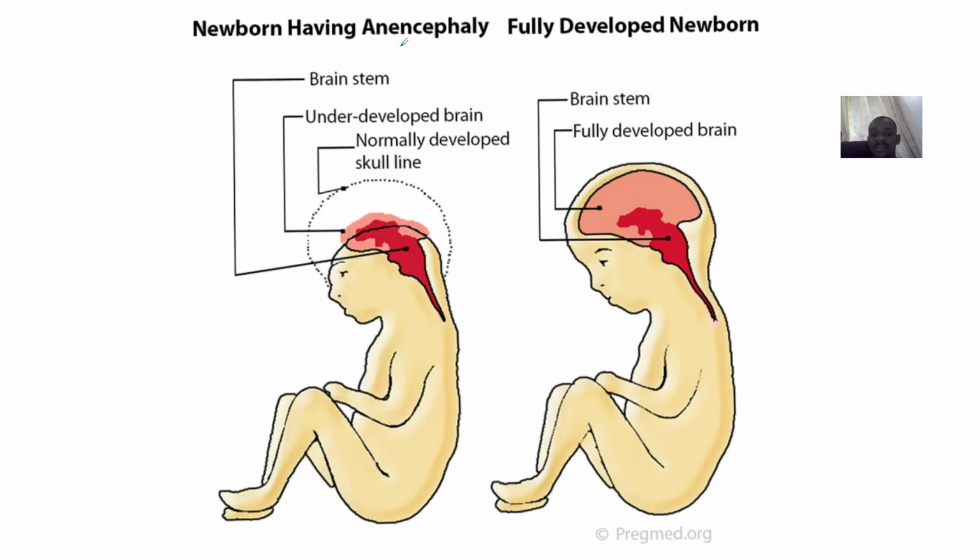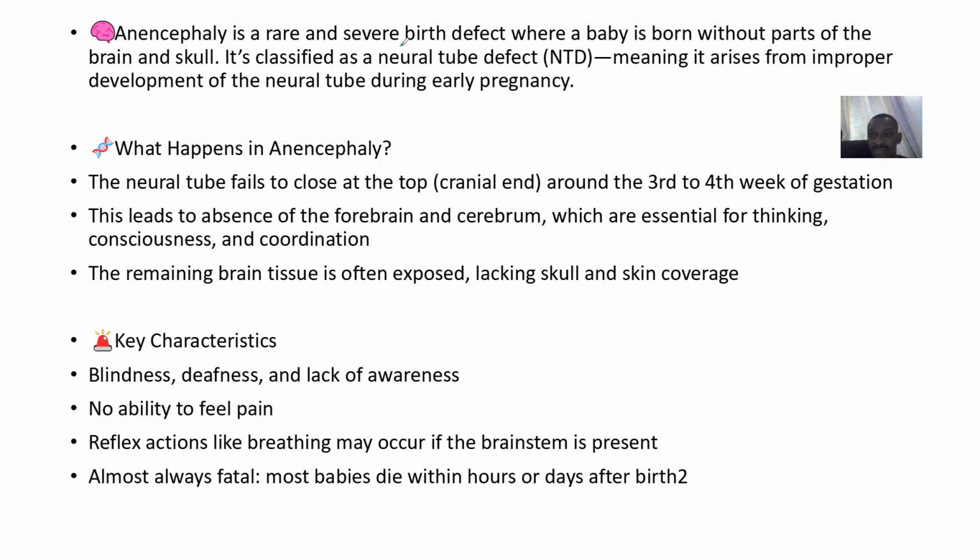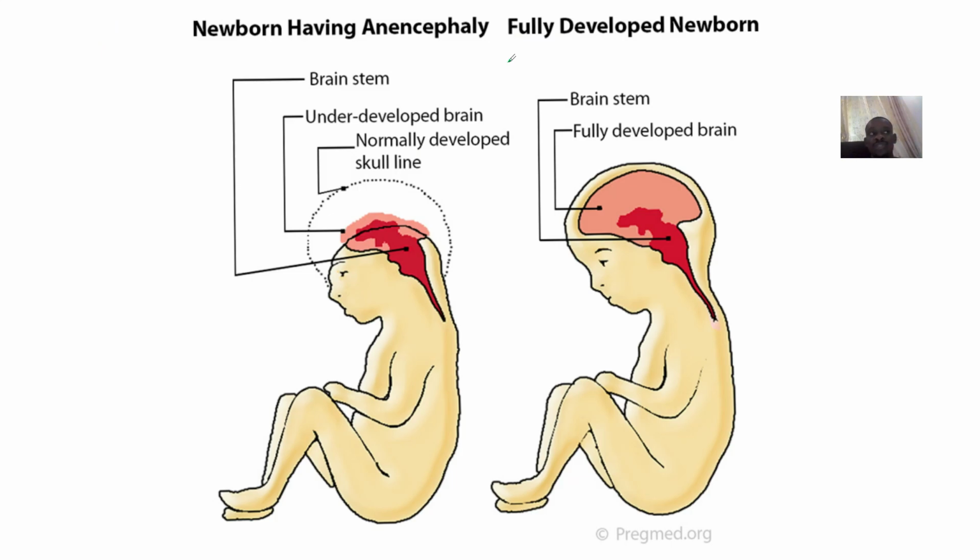All right, the brain tissue is reduced, the skull mass is reduced. So this is where a baby is born without part of the brain or skull. So it's classified as what? One of the examples of a neural tube defect, meaning it arises from what? Improper development of the neural tube. That one will shed more light when we start talking about embryology, development of babies and all, but for now you could just know it at that level.